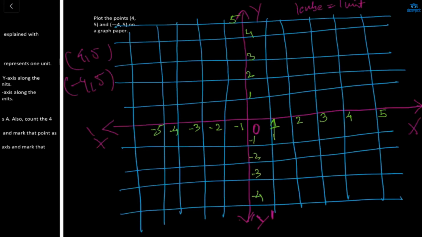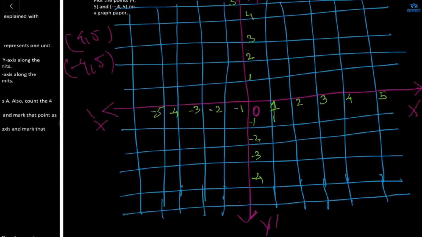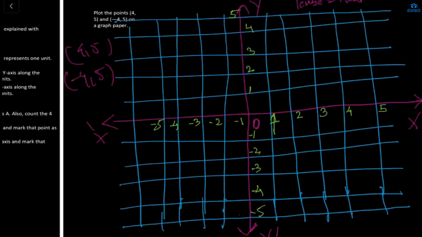I will extend this, and I will draw -5 here. Now, this is how your graph paper will look. Now, we have to plot 4, 5. Did you understand this much, how to make the Cartesian plane? You are not going to make the whole grid on paper. I told you this to show how you are going to put the points.